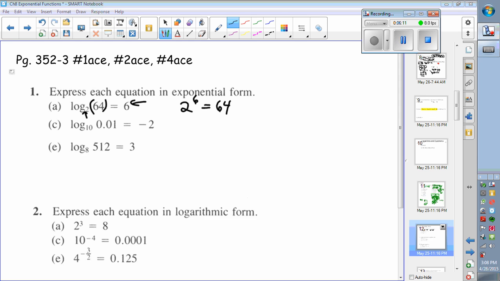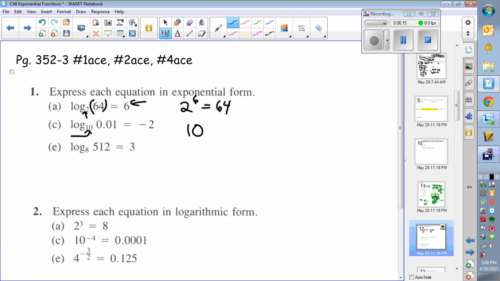All right, so following the same pattern, log to base 10 is base 10. The exponent is the answer, -2, and this 0.01 is what that comes out to. 8 to the 3rd power in exponential form is equal to 512. Okay, so changing a logarithmic equation into an exponential equation, you just follow the patterns you were shown.